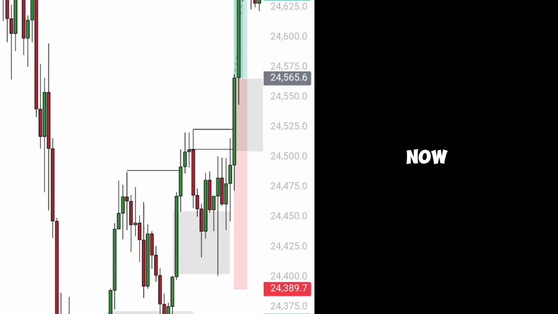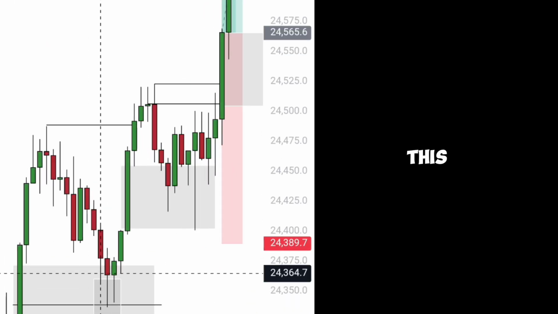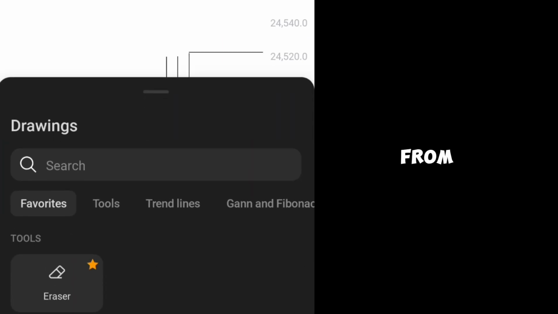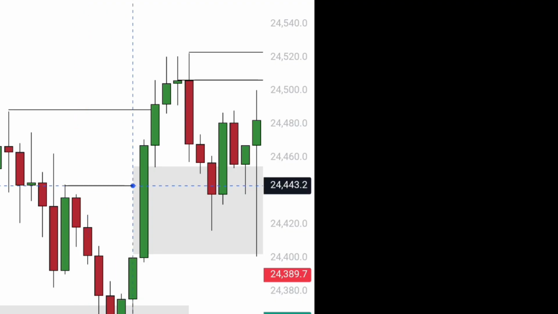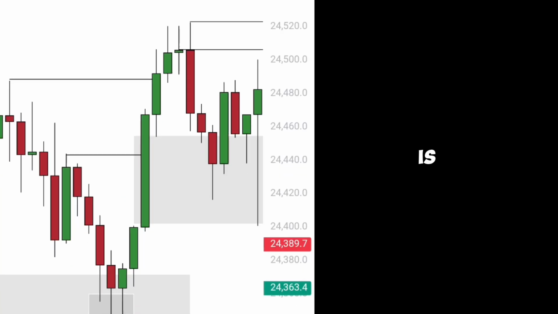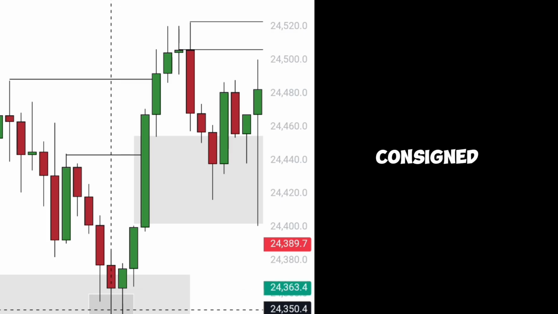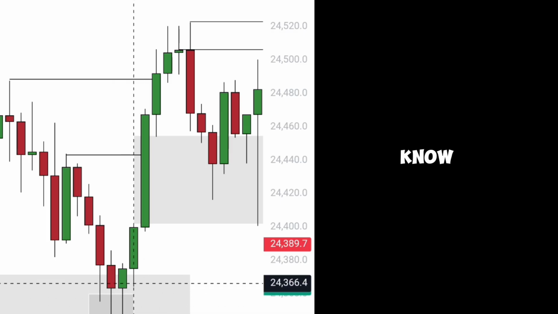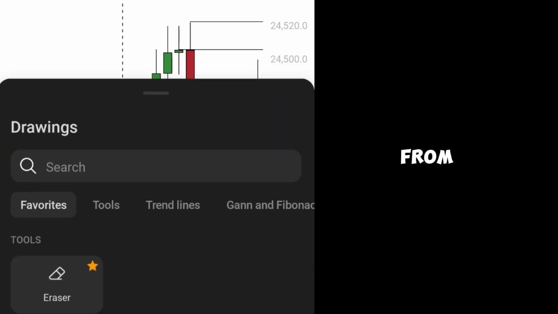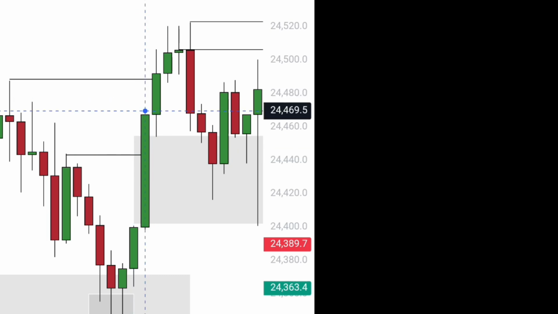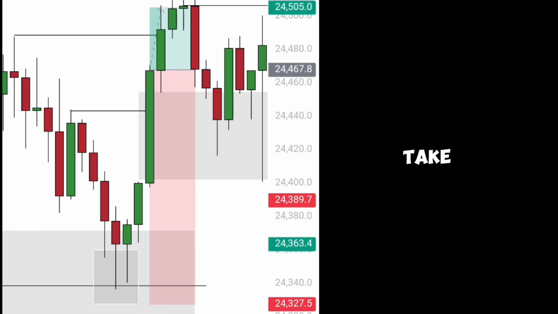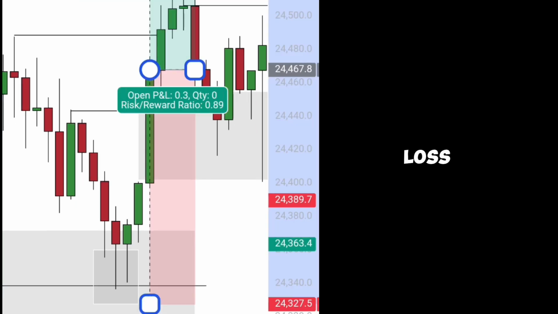Now, just like this example we have here, until this area is broken out from, we cannot validate that this area is a low we want to be concerned to put in our stop loss. But the moment this is broken out from here, then this low can be a confirmed area to take a trade, and then you can put your stop loss above.